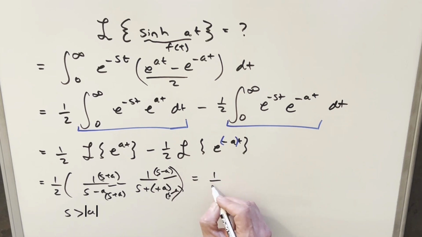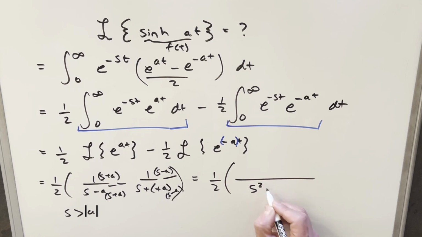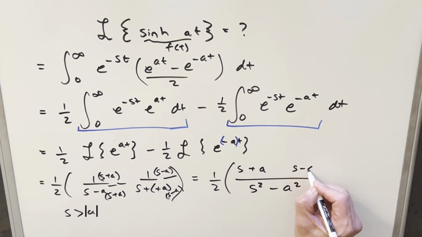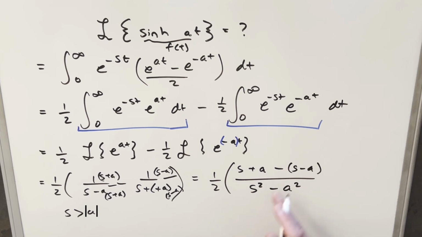So then we'll just simplify this. We'll have our 1/2 in front. Now we have the common denominator in both of these. When you multiply s minus a times s plus a, we can write this all over s squared minus a squared. In the numerator here, we're going to have s plus a, and then here we're going to have s minus a. But we have a minus in front, so let's keep that in mind. Distributing in this minus, the s's are going to cancel.